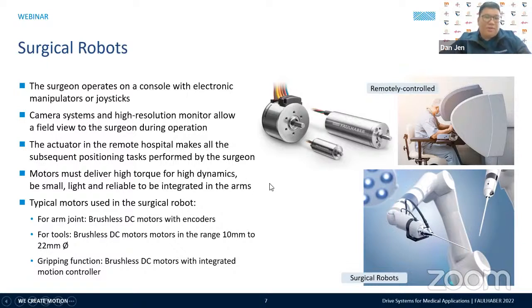Usually for this application, motors must deliver high torque for high dynamics, and be small, light, and reliable. So with this, we have brushless DC motors and encoders for the arm joint, brushless DC motors ranging from 10 millimeter to 22 millimeter in diameter for the tools, and also brushless DC motors with integrated motion controller for the gripping function.